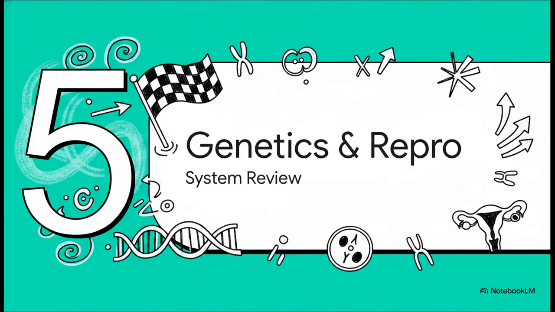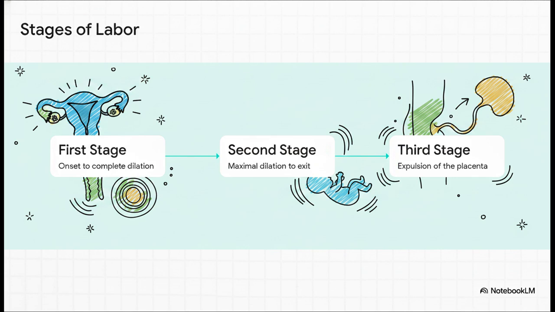All right, we have entered the final stretch. Section 5, Reproduction and Genetics. Finish strong, you've completely got this. This next timeline is high-yield gold for the reproductive system. You absolutely must know the 3 stages of labor in order.